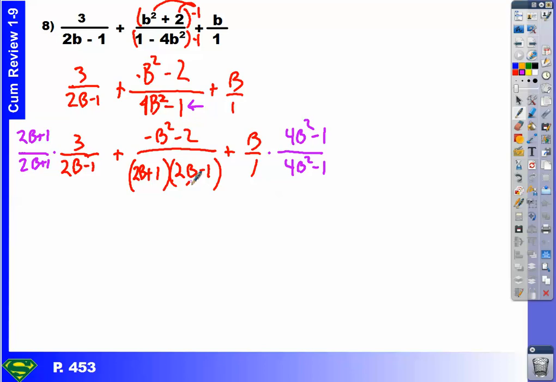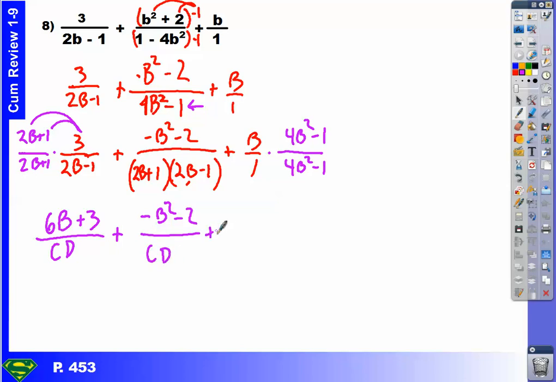So now let's multiply everything out. So 3 times 1, 3 times 2b will end up with 6b plus 3. And that's going to be over my common denominator. I'm going to write the common denominator for the answer, but I'm just going to abbreviate it by CD right now to make it go faster. Plus, I don't have to multiply anything here, so I have negative b squared minus 2 over my common denominator. Plus, I have to multiply this out. I get 4b to the third, because b times b squared is b to the third, minus 1b. Because b times -1 is negative b. And that will also be over my common denominator.